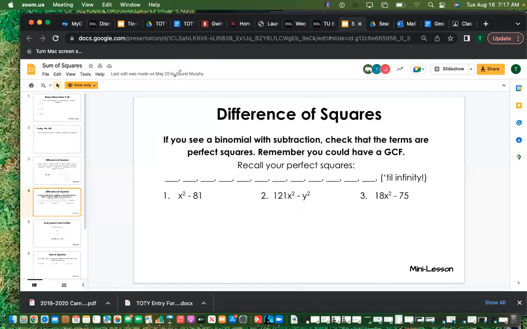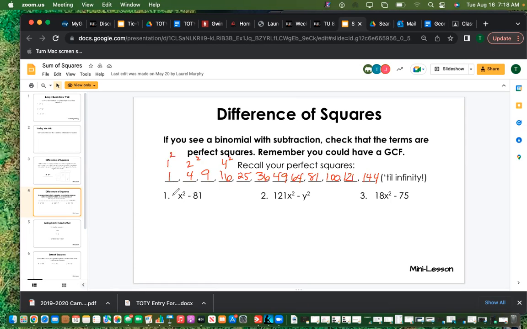So what are my perfect squares really quick? Let's list them out. What's 1 squared? What's 2 squared? 4. 9. What's the next one? What's 4 squared? What's 5 squared? What's 6 squared? What's 7 squared? 8 squared? 9 squared? 10 squared? 11 squared? And 12 squared. And you can keep going. There's not just 12.